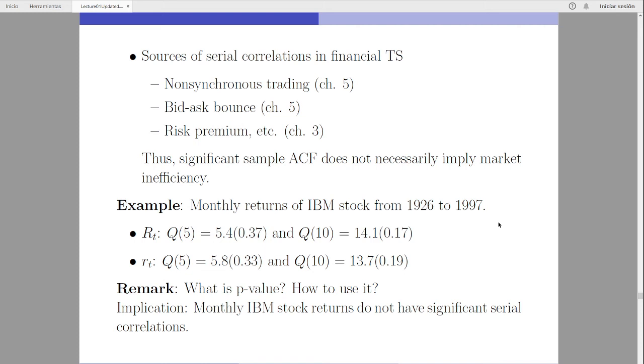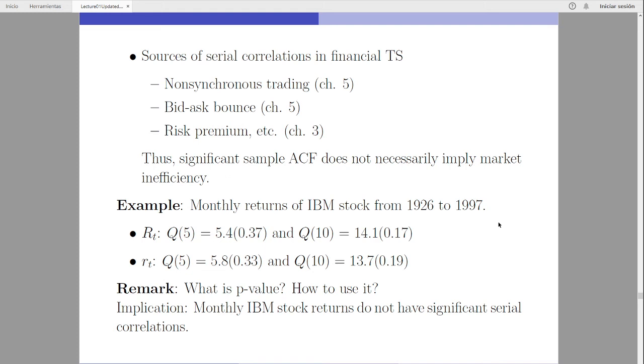Thus, this actually means that the autocorrelation function does not imply market inefficiency. It's only a marker that says that there could be market inefficiency, and if there is, it might be due to that. I mean, if passing these tests mostly means that we have no market inefficiency, but not passing them does not imply there is market inefficiency. This is a necessary condition.